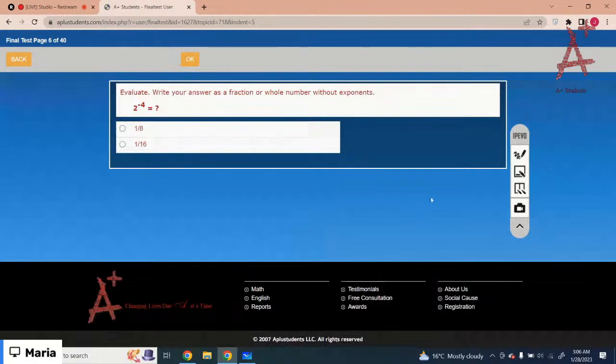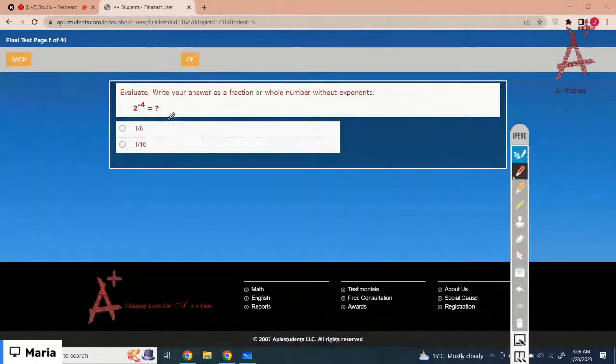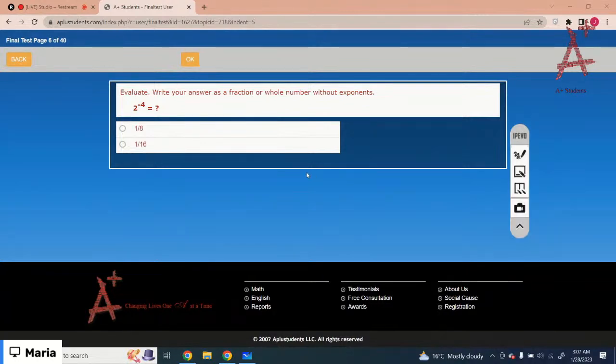Okay, 2 exponent negative 4. First of all, you have to make the exponent positive, so just write it down in the denominator. It would be 1 over 2 exponent 4. Got it? So you have to evaluate 2 exponent 4. That means you have to do 2 times 2 times 2 times 2. Got it? It would be 1 over 16. The second option is the correct one.